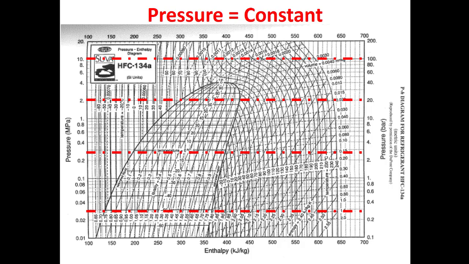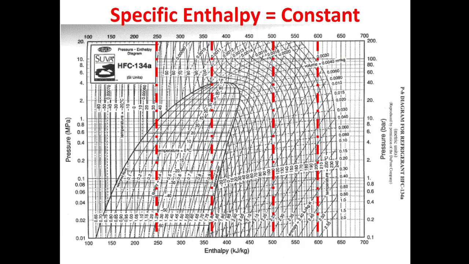But finding pressure is not that bad. They're just horizontal lines. If I want specific enthalpy, again, this is a vertical line because this is my x-axis. So if I'm looking for a line that's constant specific enthalpy, it will be a vertical line. As I go through my valve, which is isenthalpic, it's going to be a vertical line on this graph because h does not change through the valve.